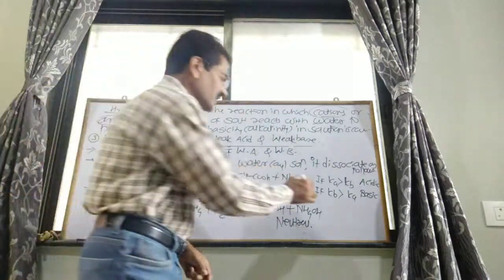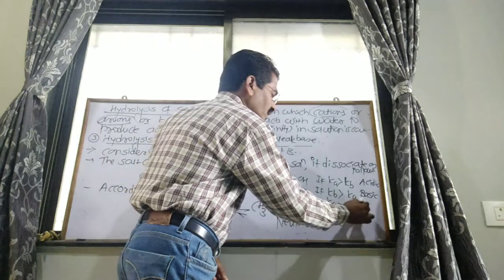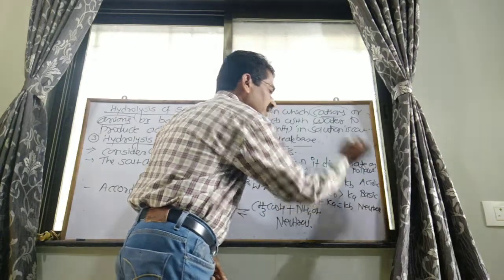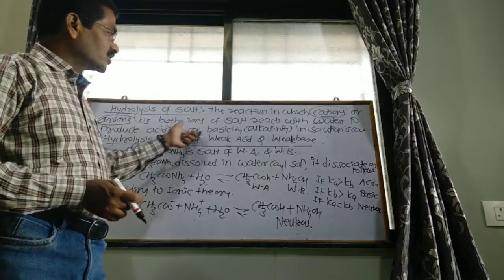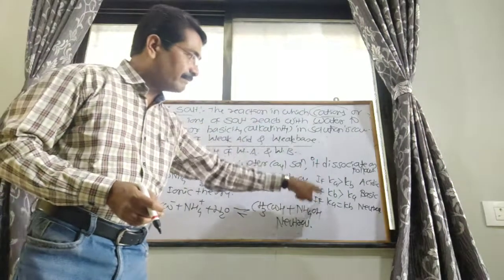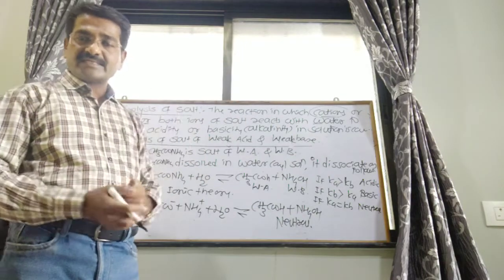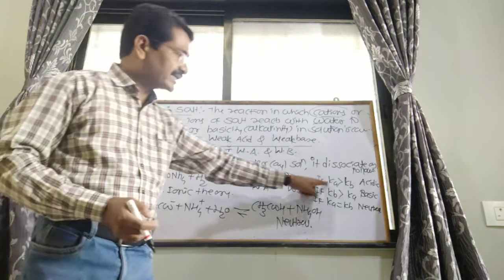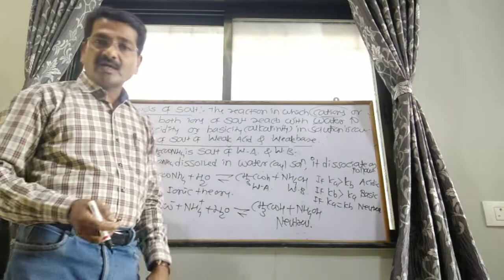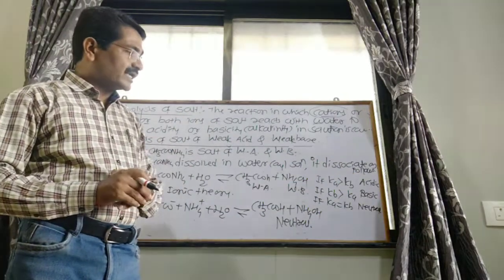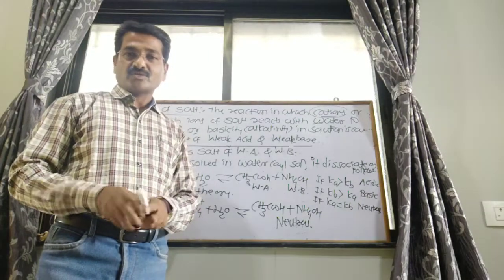And third, if Ka and Kb both are equal, then that solution is neutral. So only in hydrolysis of salt of weak acid and weak base, these terms are applicable, depending upon the strength of acid and base. If Ka is greater than Kb, then acidic in nature. If Kb is greater than Ka, basic in nature, and if Ka and Kb are equal, then that solution is neutral in nature. Okay, thank you.